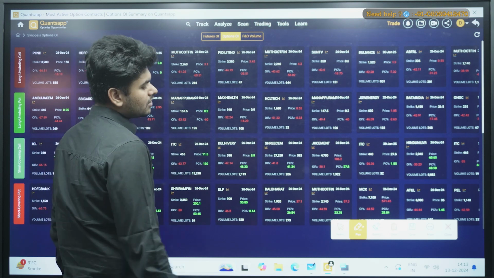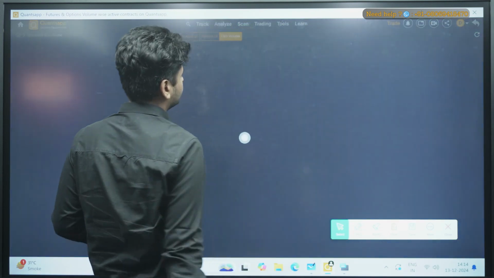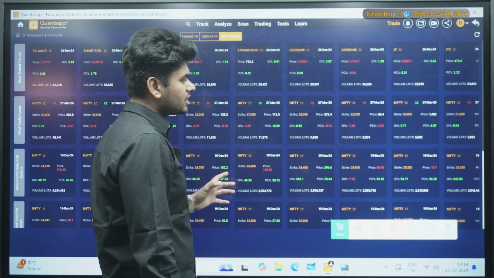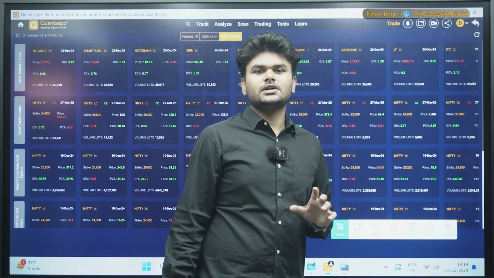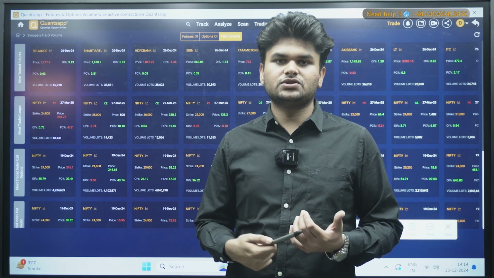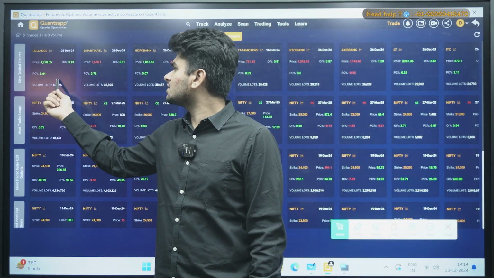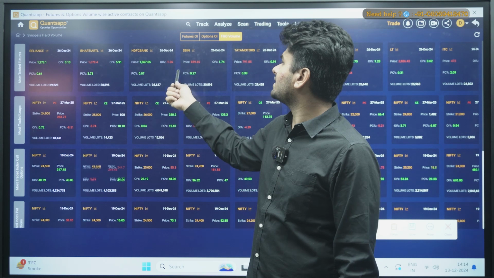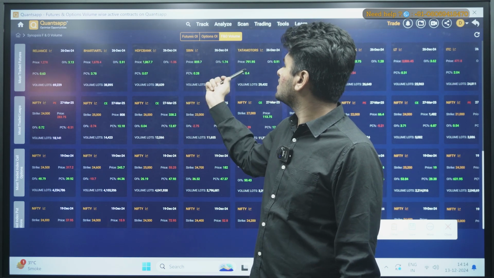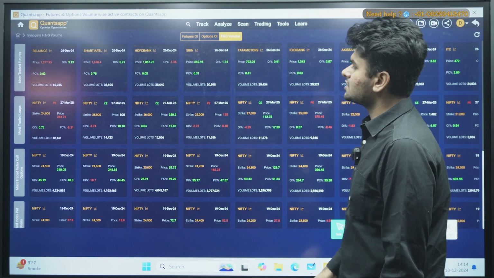Now last we'll talk about FNO volume. Okay, just a second. In the FNO volume, what we are seeing here is the total volume that you can see in the FNOs. As you can see, most traded futures. So we are seeing Reliance, Bharti Airtel, HDFC, SBIN. So these 4-5 stocks are having the most traded futures.